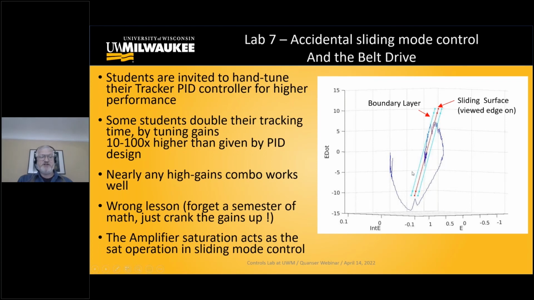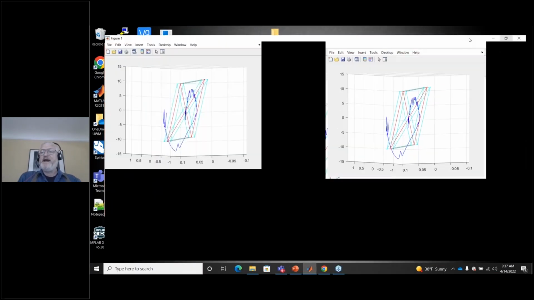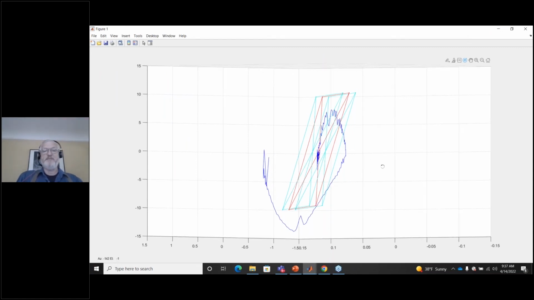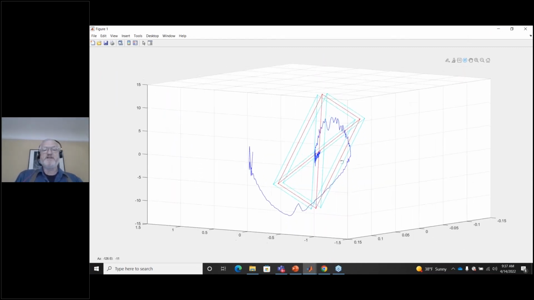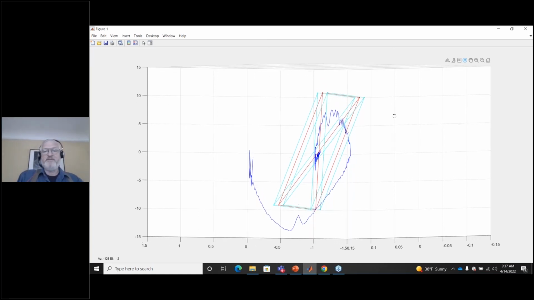This plot is shown in error coordinates. And I have this plot. This is one of many data sets collected by April. This is a 3-dimensional error coordinates because we have integral error, we have position error, and we have the error derivative. So this is capturing the system as a third-order system, neglecting that resonant mode.